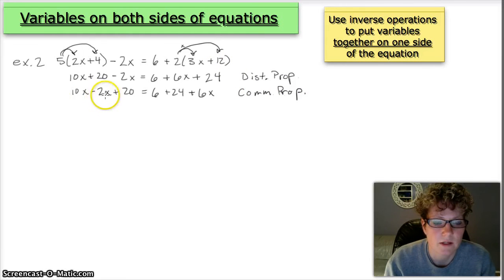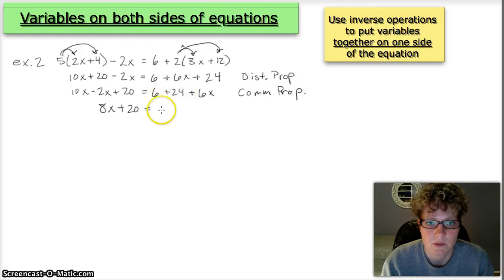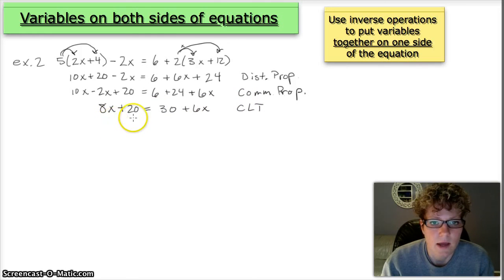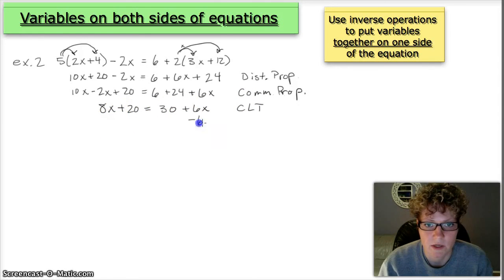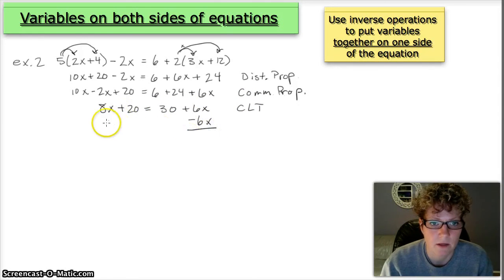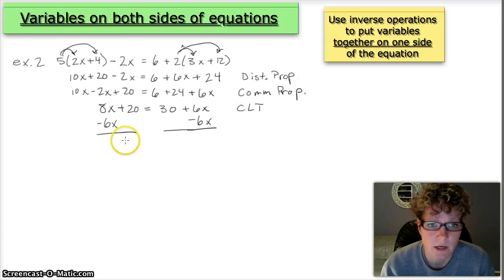Okay, so this is the commutative property. So we have 10x minus 2x, so I'm combining like terms to get 8x. So I have 8x plus 20, and then I'm going to have 6 plus 24, which is 30, plus 6x. All right, so there I used combine like terms. And now what we have to do, we have variables on both sides. I want to move the 6x because that way I'm going to be left with a positive x over here. So I'm going to subtract 6x from both sides rather than subtract 8x from both sides, which I could do.